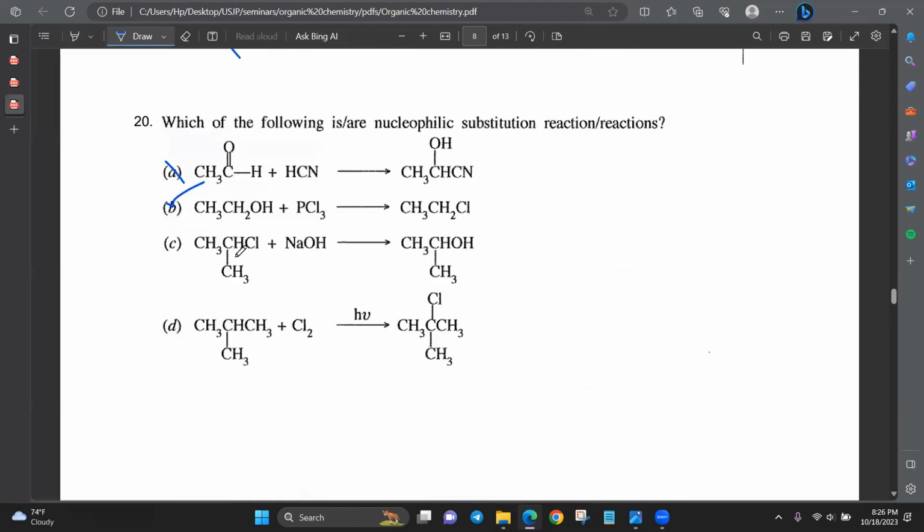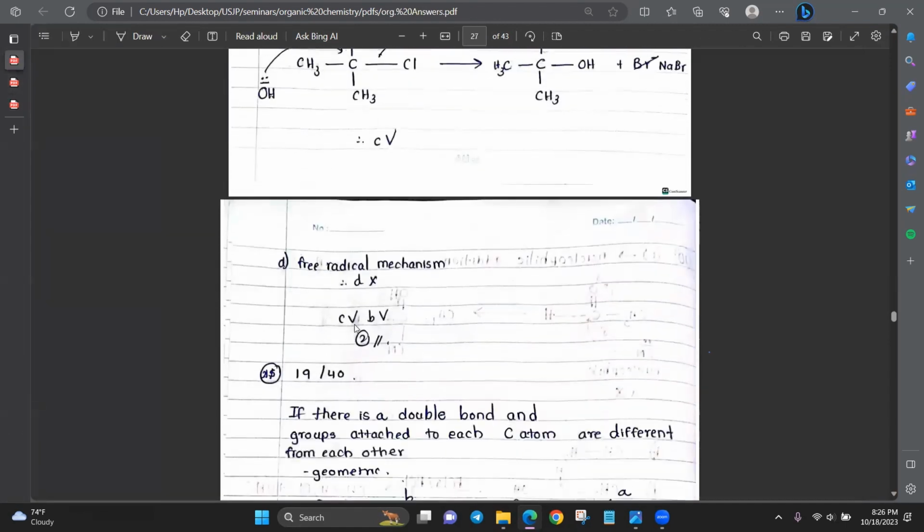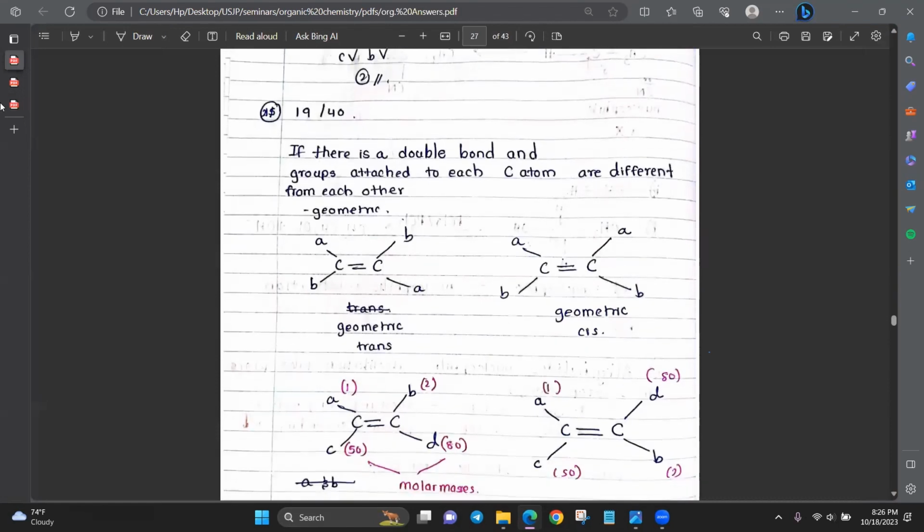Right. So now we have an alkyl halide and it can undergo nucleophilic substitution. This one, in the presence of UV light, is a free radical addition reaction, so it is not nucleophilic substitution. So B and C are correct, which means answer number 2.